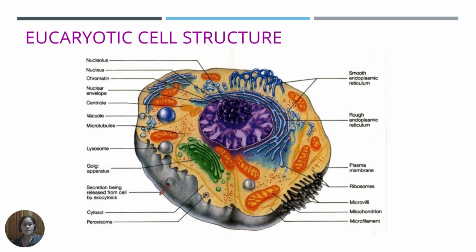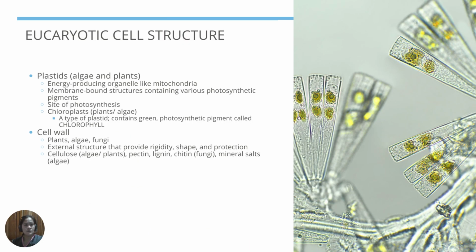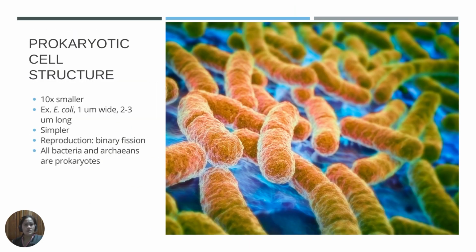Okay, so let us now go to the eukaryotic cell structure. Ayan, nai-discuss ko na rin yung functions and structure last meeting sa inyo. The plastids, the cell wall. Okay, so as with the prokaryotic cell structure, it is 10 times smaller than the eukaryotic. So, example is the E. coli that is 1 micrometer wide, 2 to 3 micrometer long.